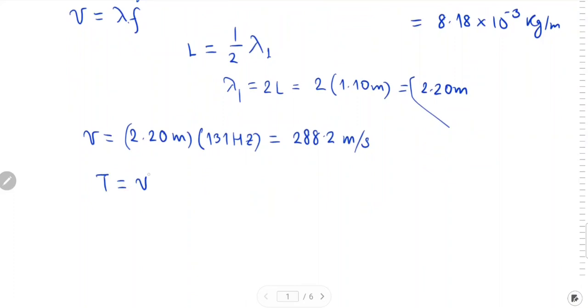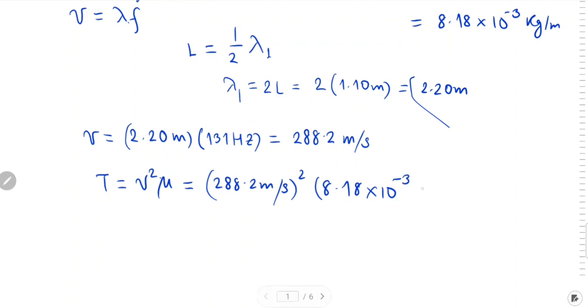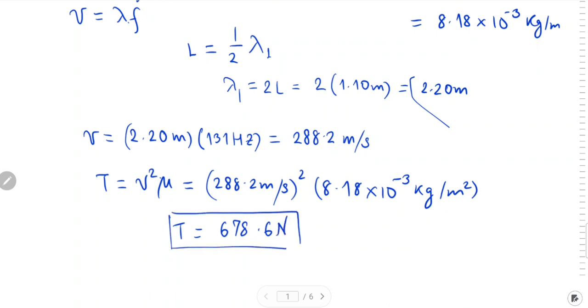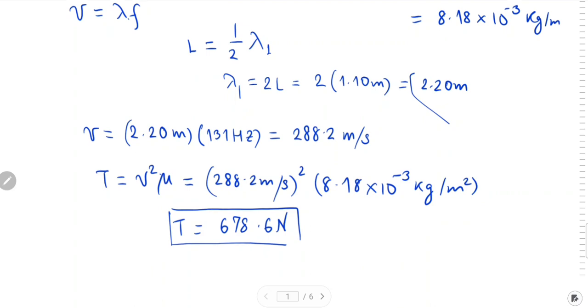Now with that, we can find the tension. So tension equals V squared times mu. V squared is 288.2 meters per second squared, and mu is 8.18 times 10 to negative 3 kg per meter, and that gives us a tension of 678.6 newtons.